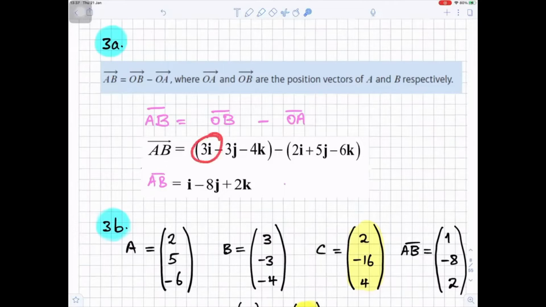So 3i minus 2i gives you i. Minus 3j minus 5j gives you minus 8j. And minus 4 minus minus 6, this becomes a plus. It becomes 6 minus 4. It gives you 2k.